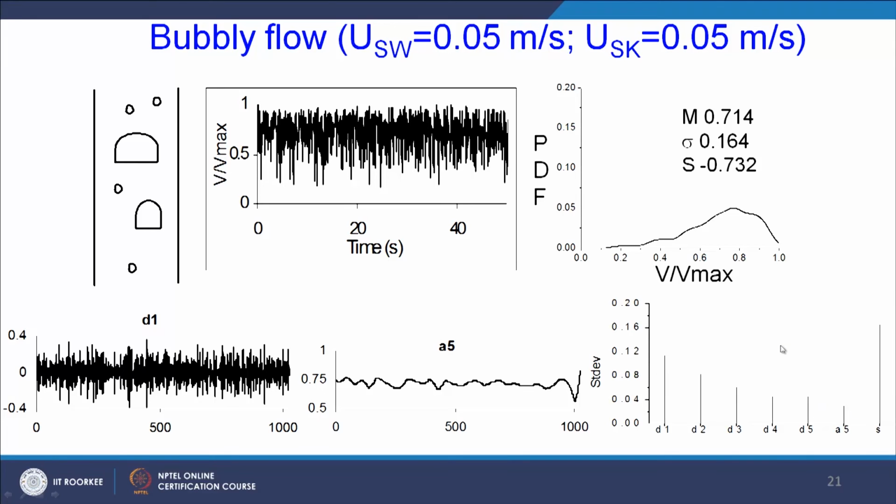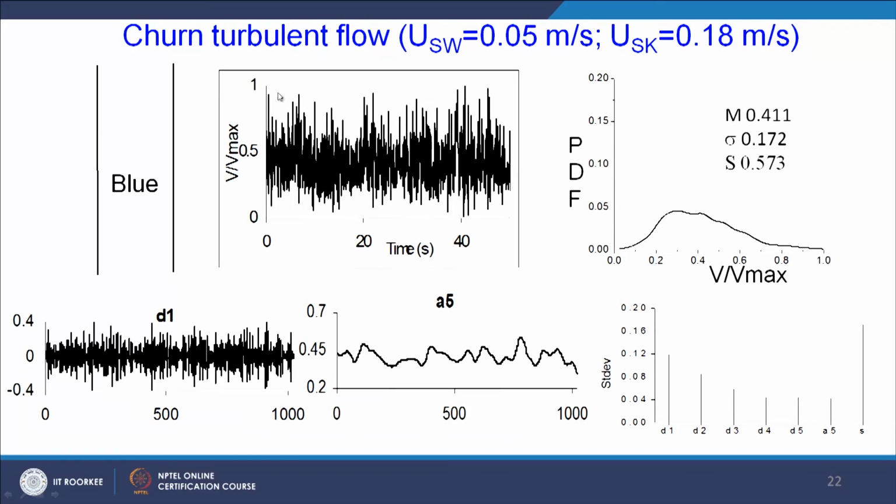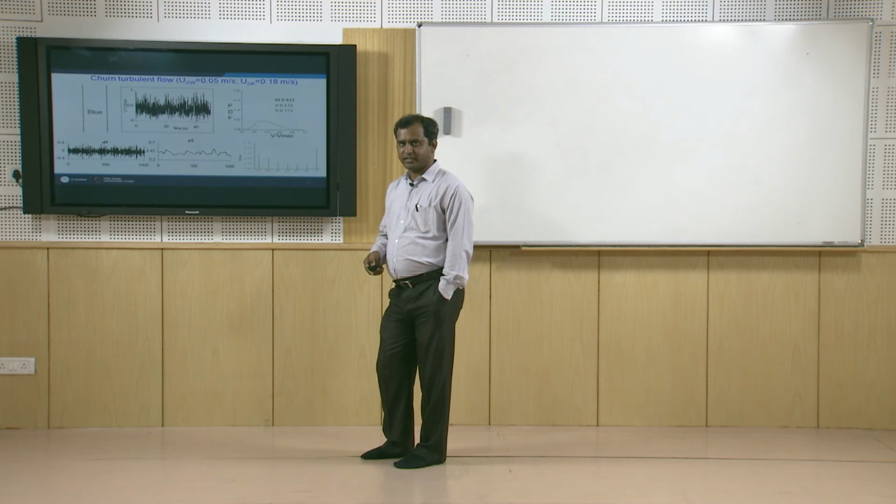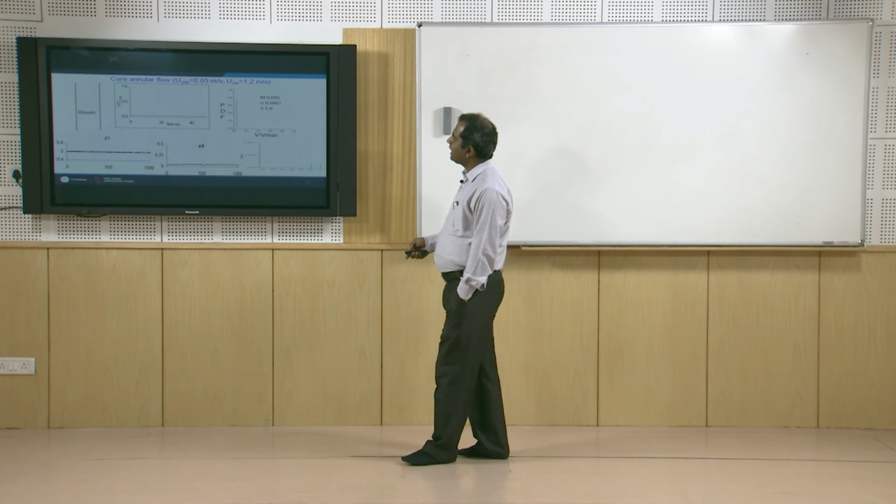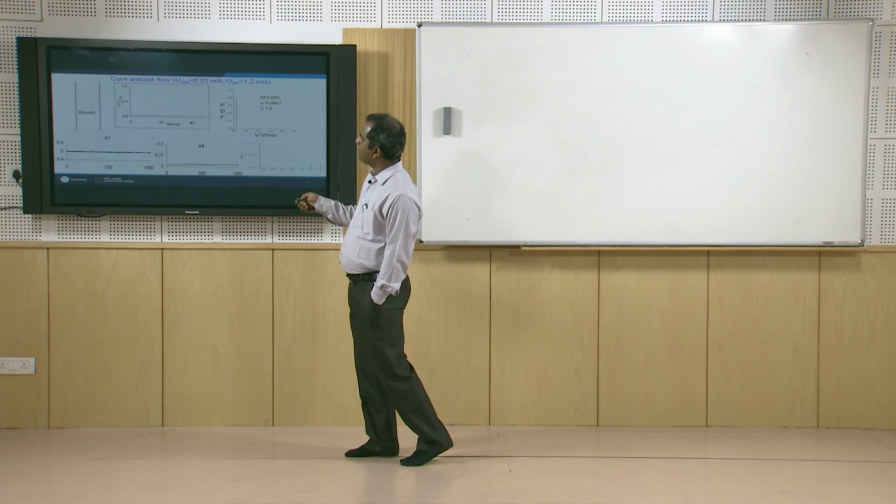The system changes whenever you are having churn turbulent flow. You can see the PDF was like this for bubbly flow, but for churn turbulent flow the PDF is shifting towards 0, but we are not having any difference in the standard deviation of the wavelets. Using both the things we can recognize the difference between bubbly flow and churn turbulent flow. So, the wavelet analysis is not giving us any difference, but the PDF or conductivity probe signal is giving us the difference. But the optical probe signal will be important in case of coannular flow.